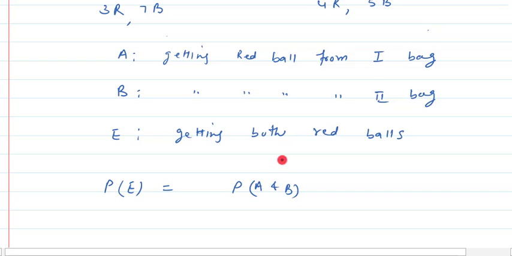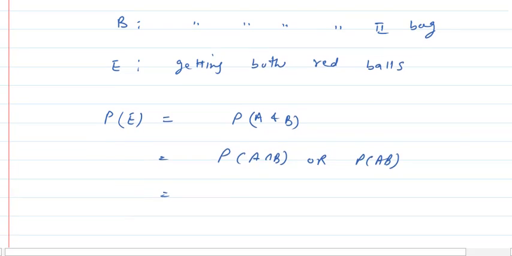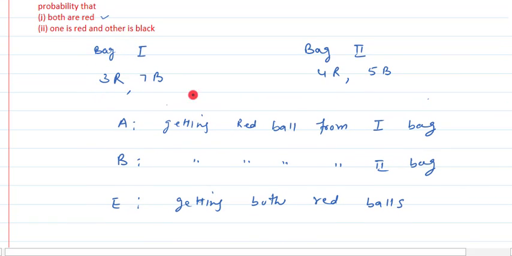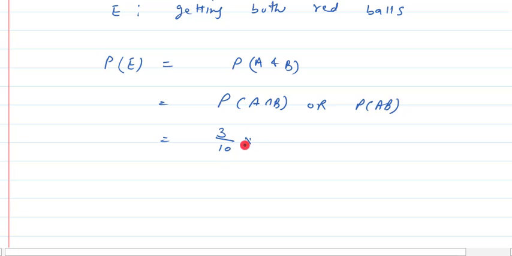Means both should happen, that first bag से red ही आनी चाहिए और second bag से भी red ही आनी चाहिए. So therefore we can represent it as P(A intersection B), or we can write it as P(AB), as I explained in previous video as well. So therefore probability of getting red ball from bag 1 is 3 by 10, and from second bag it is 4 by 9. So we are getting 3 by 10 into 4 upon 9. Bags are different, so there is no case of replacement or without replacement. The events are independent. So after simplifying this thing, we can have the probability of getting both the balls red.